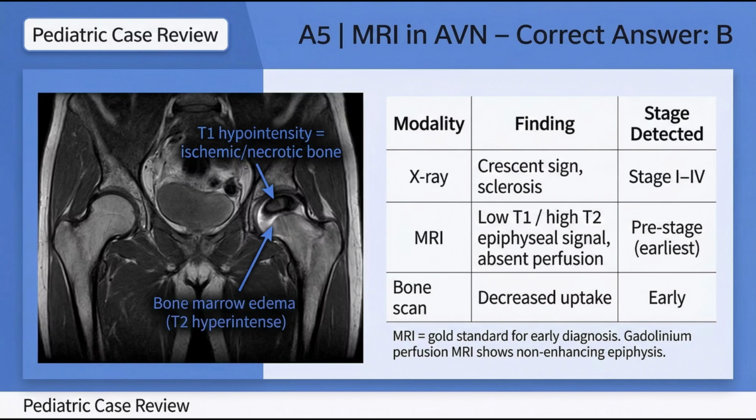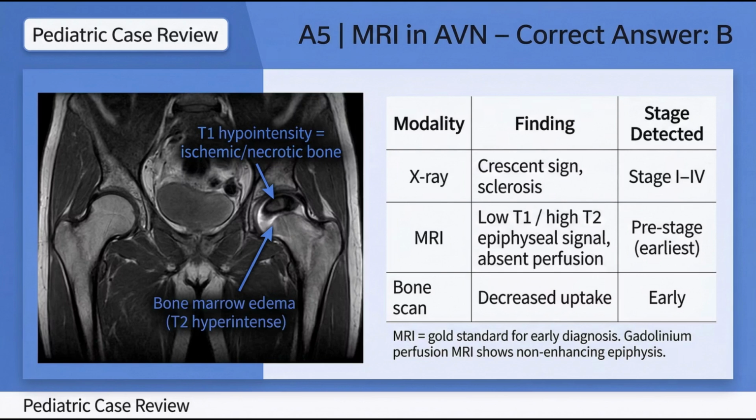The hallmark finding is T1 hypointensity in the anterosuperior femoral epiphysis, which represents ischemic and necrotic bone marrow. T2 hyperintensity in the surrounding tissue reflects bone marrow edema and reactive change. Gadolinium perfusion magnetic resonance imaging adds further value by showing a non-enhancing epiphysis, confirming absent blood flow.